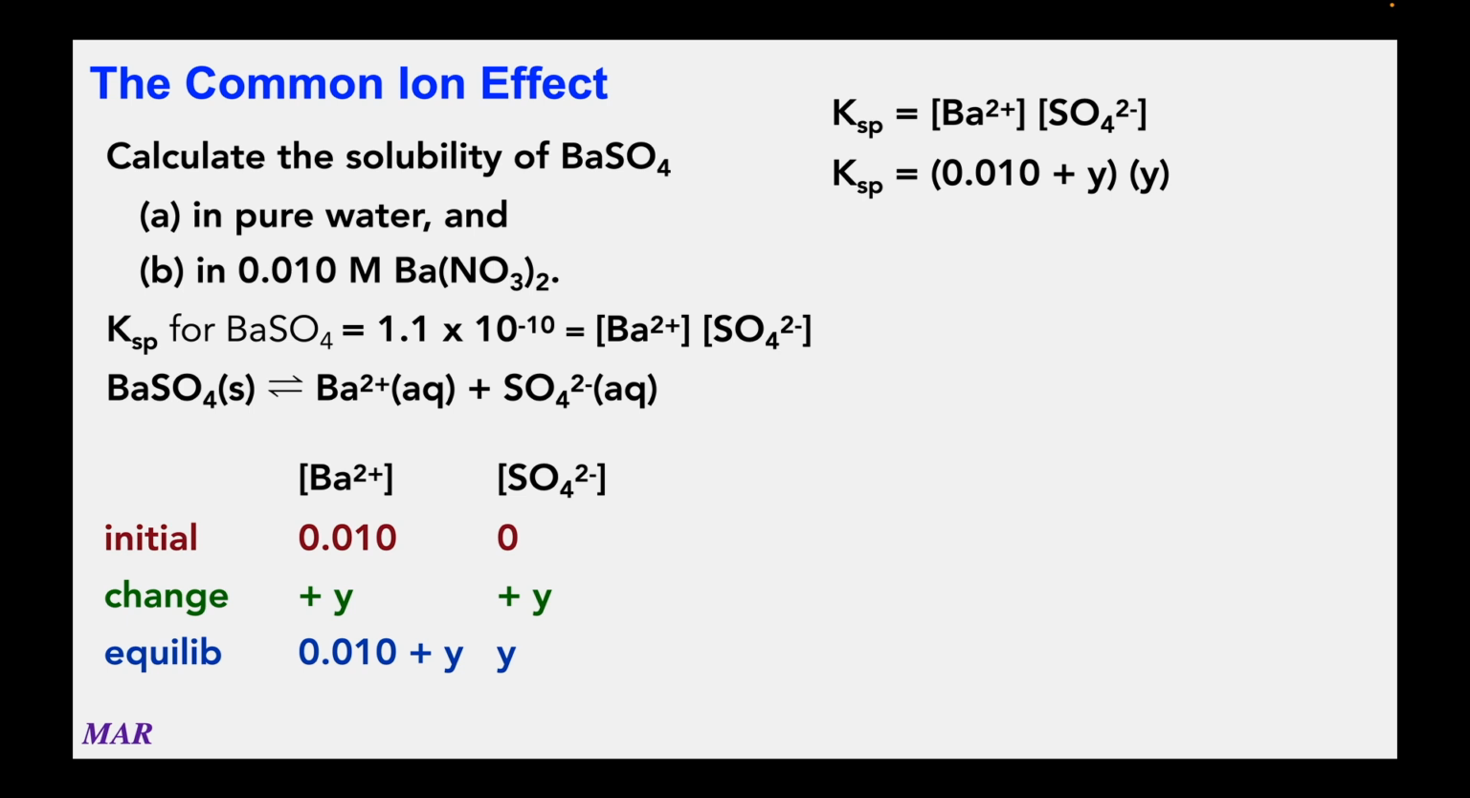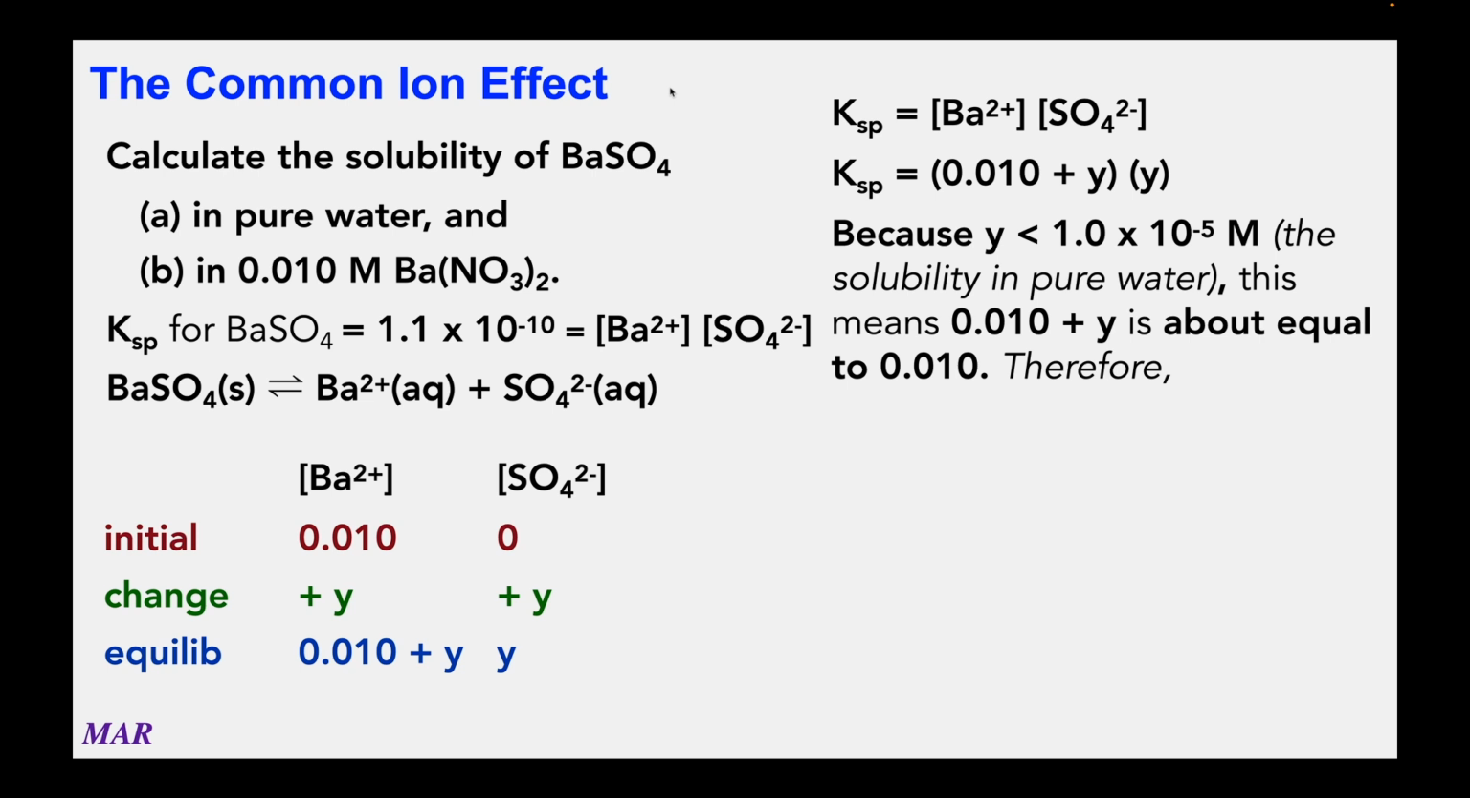Now, by default, this would be a quadratic formula. You'd have Y squared plus 0.010Y minus KSP equals 0, and you can go crazy. However, in the last example, the solubility was pretty small, 1.0 times 10 to the minus 5. And we just predicted that in the presence of barium, the solubility Y should be an even smaller number. So probably it is quite all right by sig figs to ignore the plus Y for barium. So barium will end up being just 0.010. You don't need to worry about that plus Y. It's going to be incredibly small.